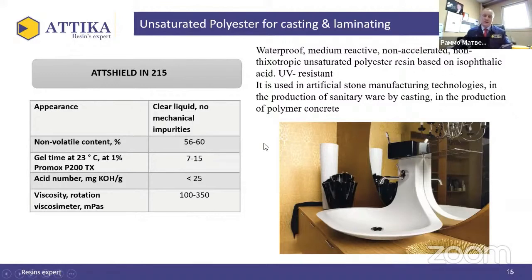This kind of resin is characterized by low viscosity and very good reaction time, 10 minutes. It's an accelerated resin, but cobalt-free. We could produce with a different styrene content, but most commonly 35% styrene. Styrene makes the gel time longer. Well, and isophthalic resins differ from others in that they are really chemical resistant resins, widely used in the production of artificial stones, sinks, and so on, polymer concrete.